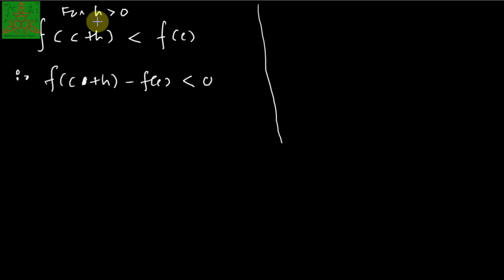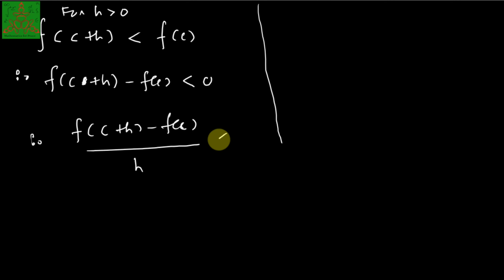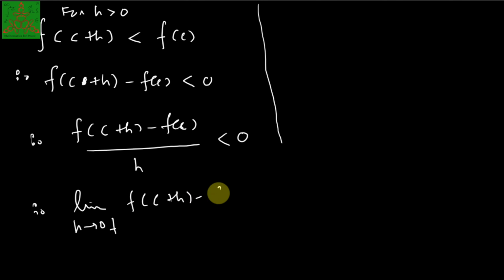And since h is positive, if I divide both sides by h, this is again negative. And if I take the limit h tends to 0 plus, then this will give me f of c plus h minus f of c upon h is less than or equal to 0. And this will give me f dash of c is less than or equal to 0.